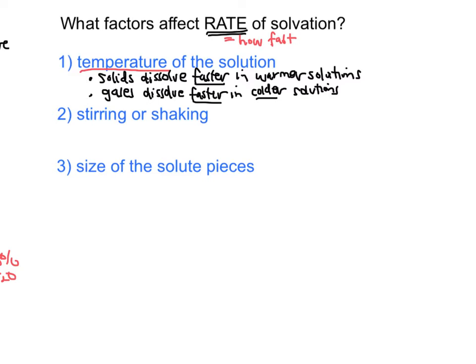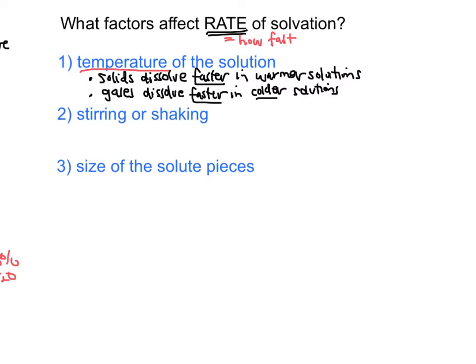The second factor that will affect the rate of solvation is stirring or shaking. So, if you put a teaspoon of sugar into the bottom of a cup of water and walk away, you come back, it will have dissolved. It just takes a lot longer. So if you want it to happen quicker, you stir it. And the reason why is because it actually increases the contact between the solute and the solvent particles so that they are attracted sooner.